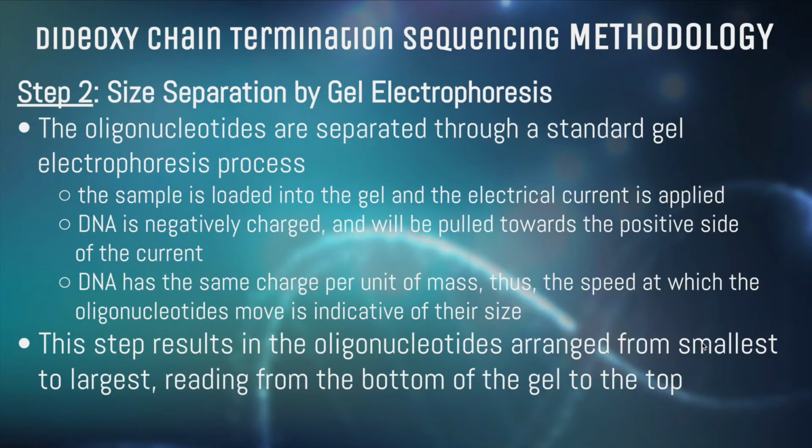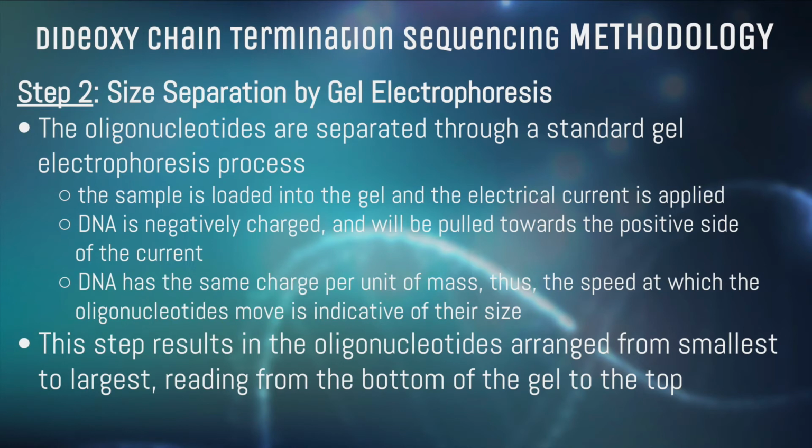The second step is size separation by gel electrophoresis. In this step, oligonucleotides from the first step are separated through a standard gel electrophoresis process. To perform this, the sample is loaded into the gel matrix and the electrical current is applied. DNA has a negative charge, so when the current is applied, the fragments will be pulled towards the positive charge on the opposite end of the gel.